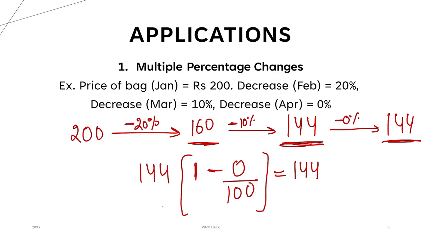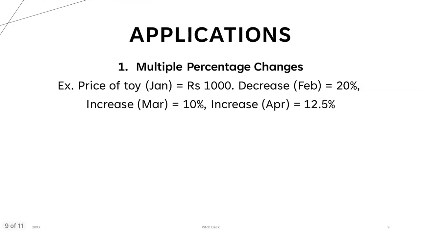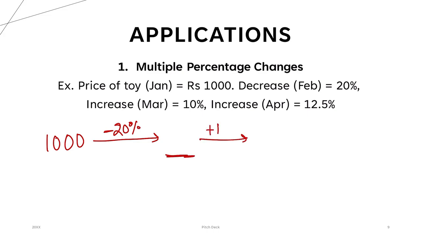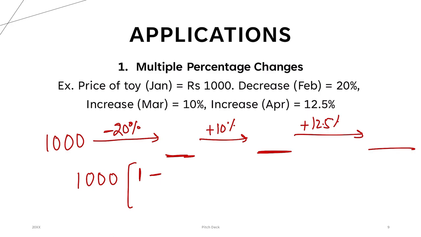Now this is the third example. Price is 1000, it has decreased 20%, increased 10%, increased 12.5%. I hope this is clear. Now if I see here, initial value 1 minus 20 by 100 because it is decreasing. So if you calculate this, it will give you 800. So now after 1 month the price is 800. I hope this is clear.